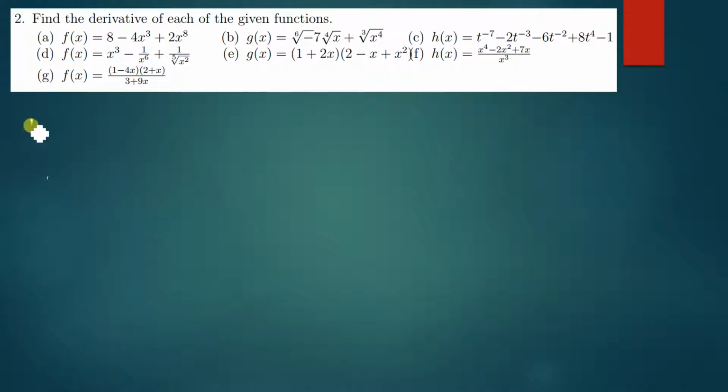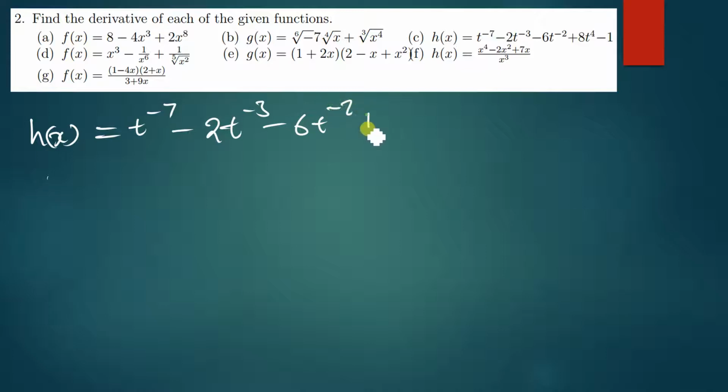So we have h of x being equal to t to the power negative 7 minus 2t to the power negative 3 minus 6t to the power negative 2 plus 8t to the power 4. So finding the derivative of this, which is h prime of x, is equal to, so negative 7 times t times 1, here the coefficient of t, we're going to have, sorry, this is not supposed to be x, supposed to be t.